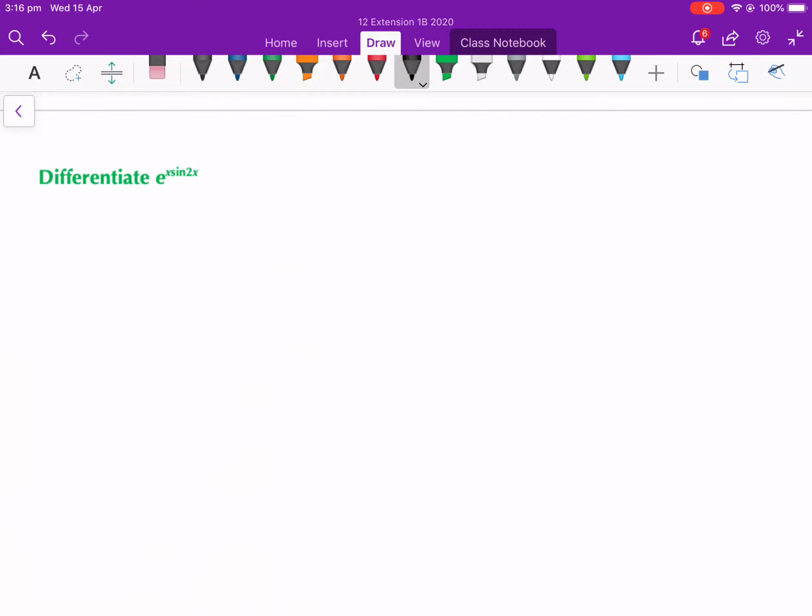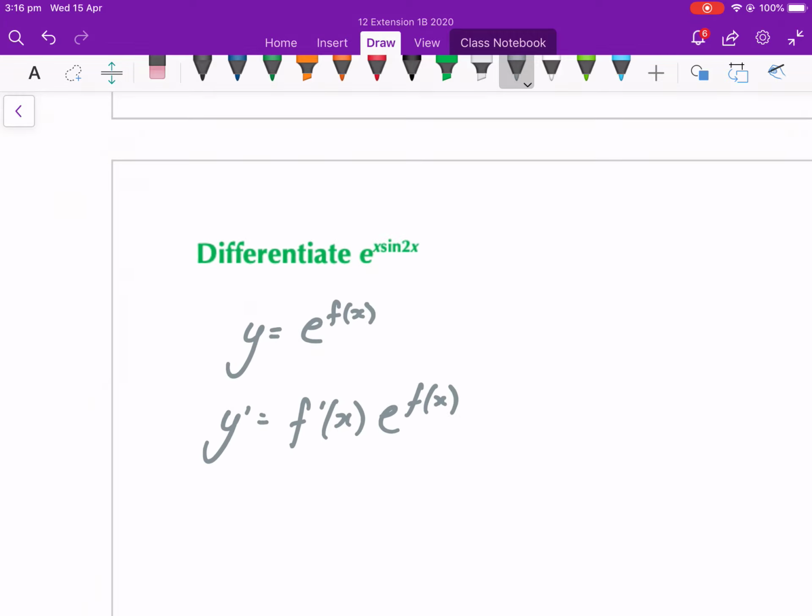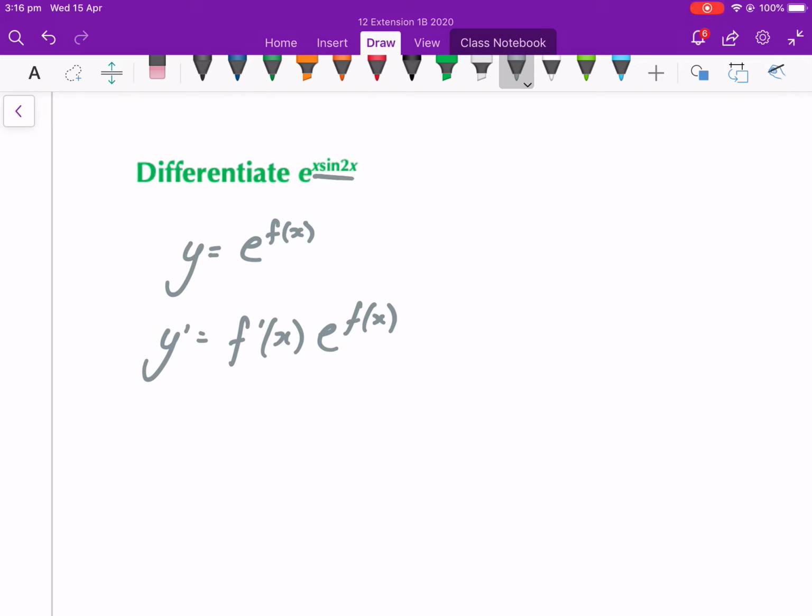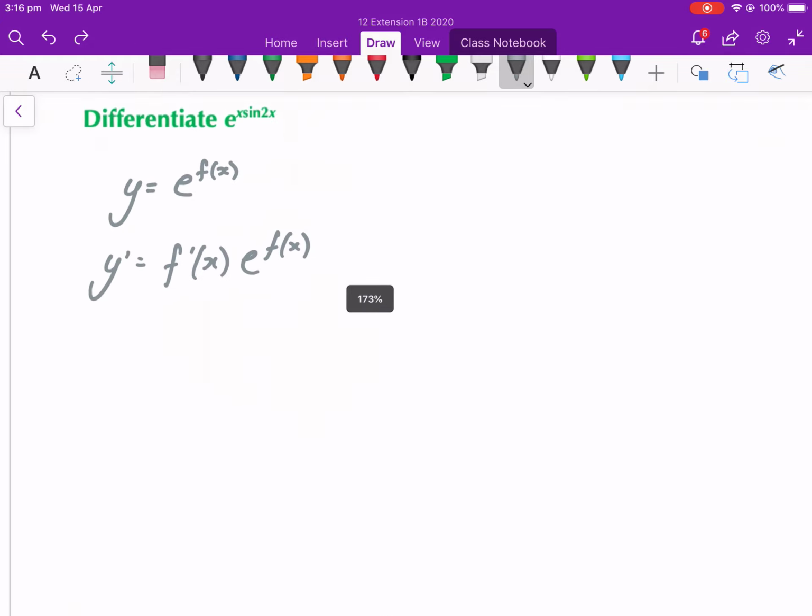Next one, we're asked to differentiate e to the power of x sine 2x. We're combining two areas here: differentiating an exponential, but also, within that, using the product rule. Just a reminder, if you've got y equals e to the power of some function of x, then the derivative of this would be f dash of x e to the power of f of x. So when we're differentiating e to the x sine 2x, we need to differentiate this power. You'll notice that is actually a product of two functions of x, x and sine 2x. So in order to do that, we need to use the product rule.